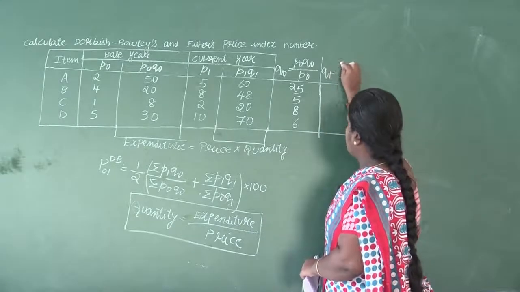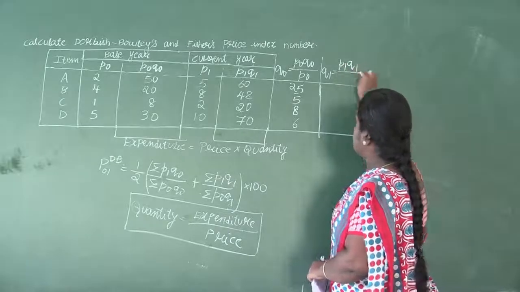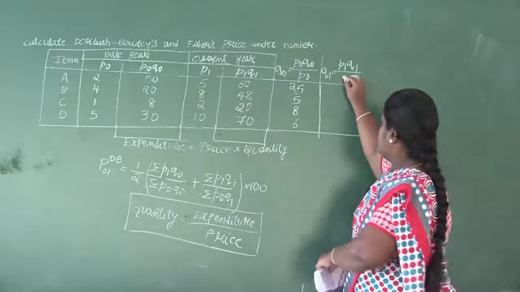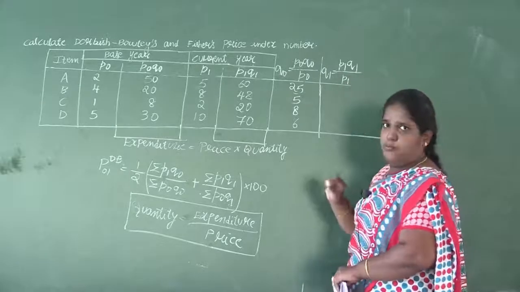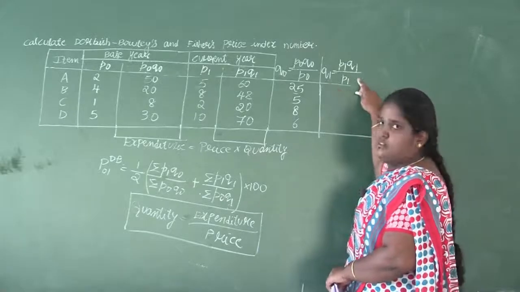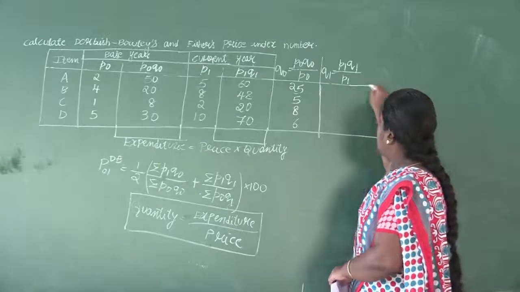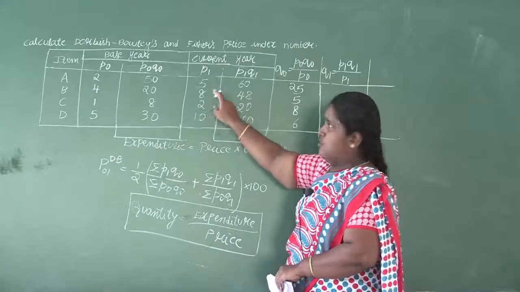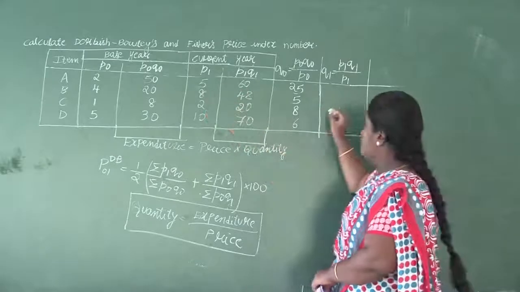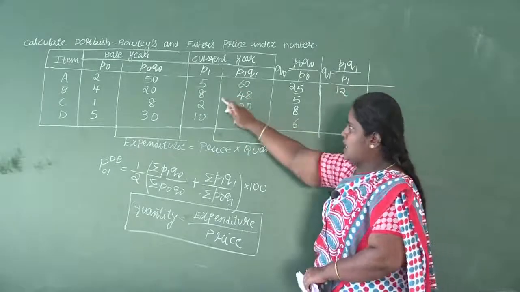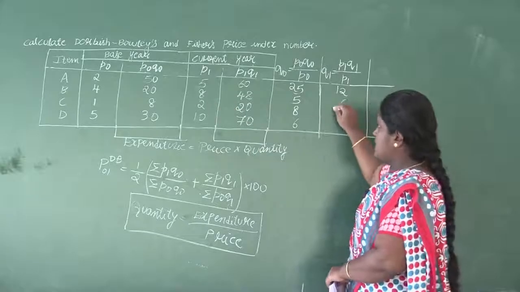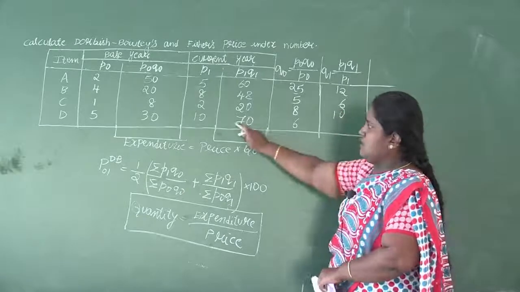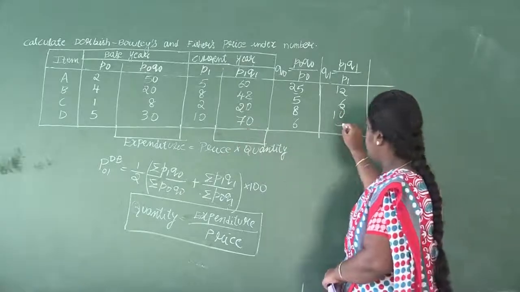Similarly, you have to find Q1. Q1 will be P1 Q1, the expenditure of the current year, divided by the price of the current year, P1. So Q1 equals P1 Q1 divided by P1. We divide the current year expenditure by the price value. So 60 divided by 5 is 12, 48 divided by 8 is 6, 20 divided by 2 is 10, 70 divided by 10 is 7.